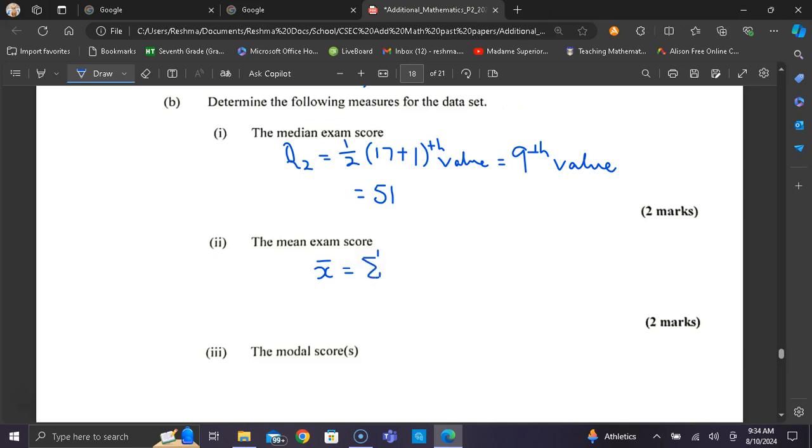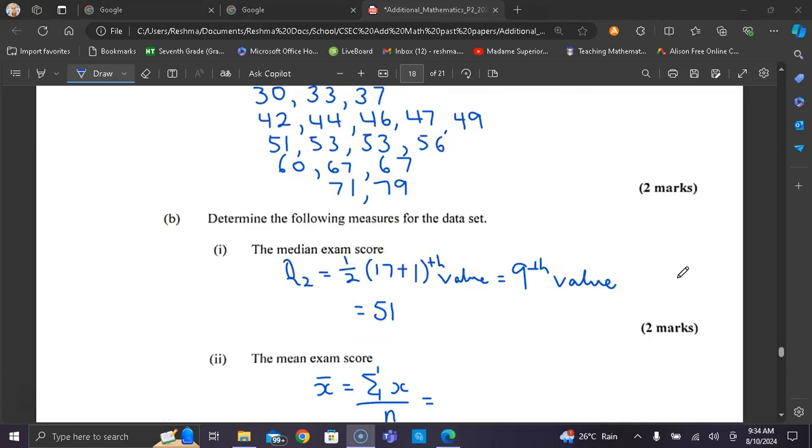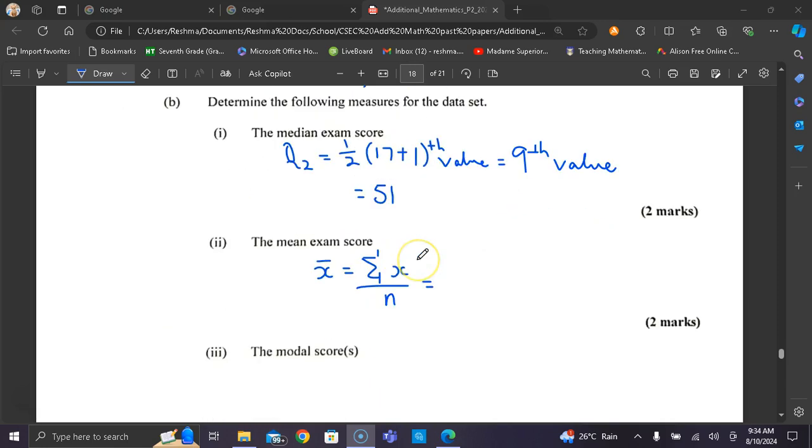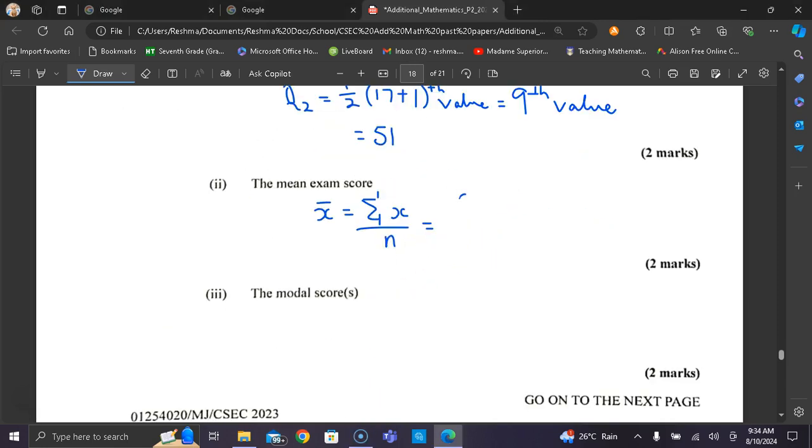So x bar, or mean, would be sigma x over n, of course, because this is raw data. When I added up all the raw data values on my calculator, I got 885. And of course, my total number of values is 17. So therefore, 885 divided by 17 gives approximately 52.